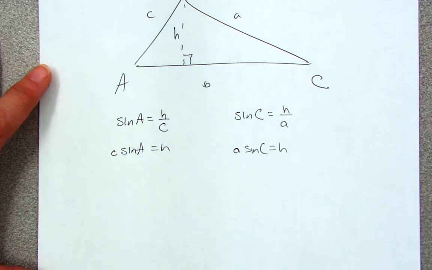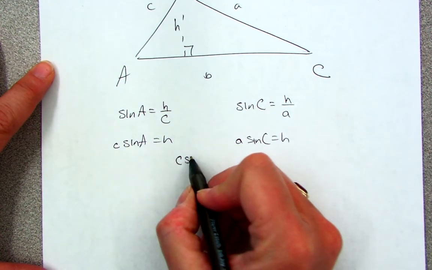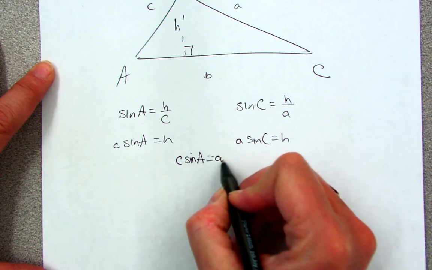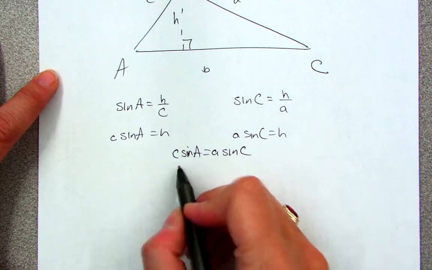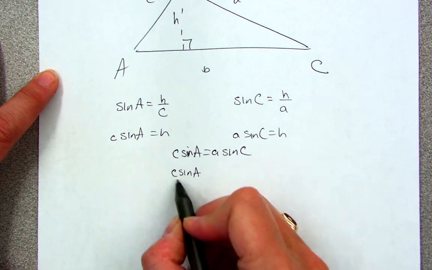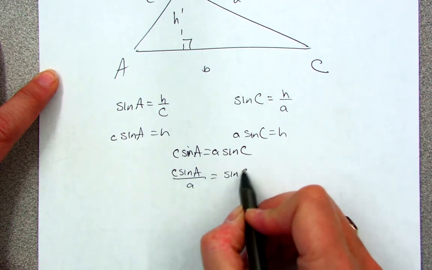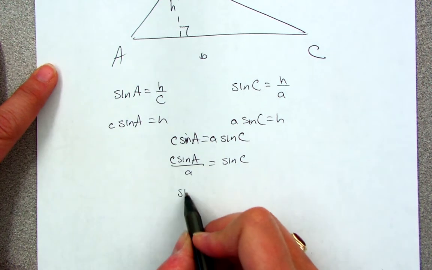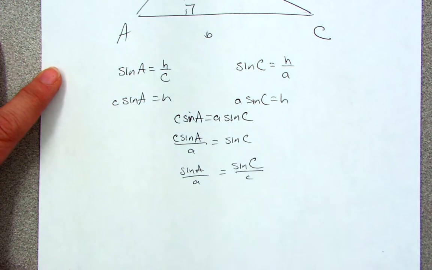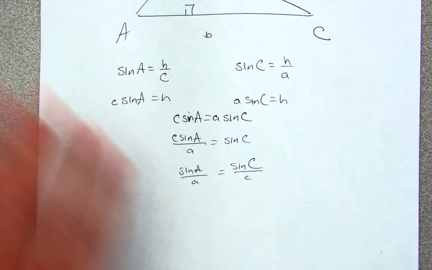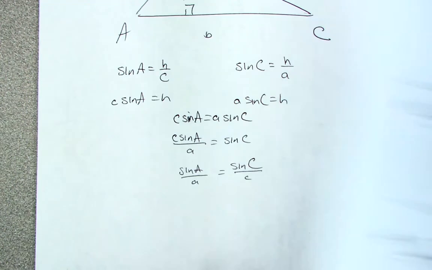They're both set equal to h. That means I can set these equal to each other. I'm going to divide by a. Divide by side c. So now I have proven that these two are equal to each other.